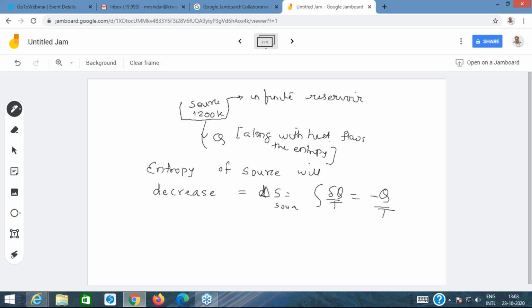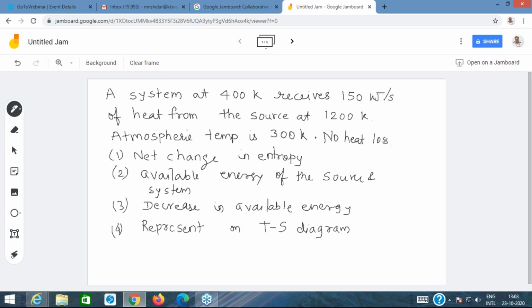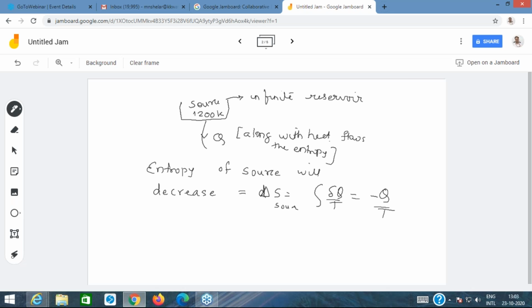Gargi, you are right. Others, Siddhi is right. Note that the heat transfer is 150. Tejas, you just check your calculation stages. So it is equal to minus 150 upon 1200.